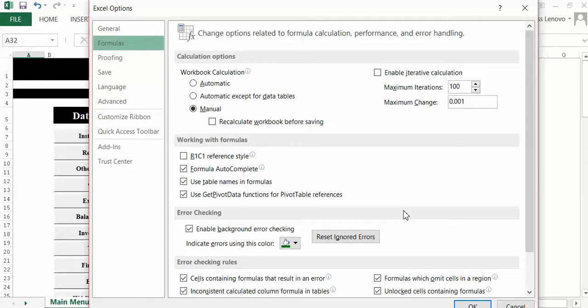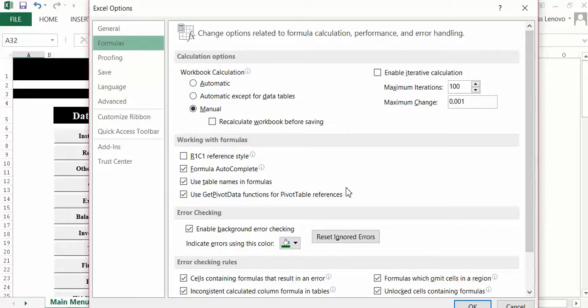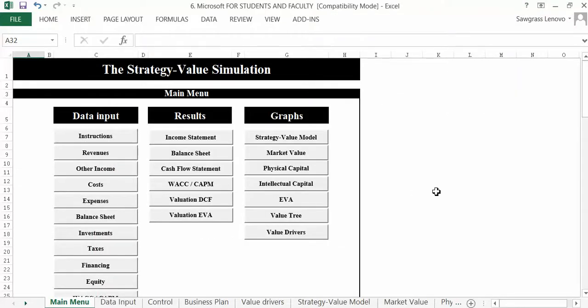uploading the data, if it is in automatic, most likely the simulation will collapse, because you will start putting in things that are inconsistent, and the simulation will calculate before you really want it to calculate. So make sure you put it in manual. Let me show you what the purpose is before you start putting in any data.